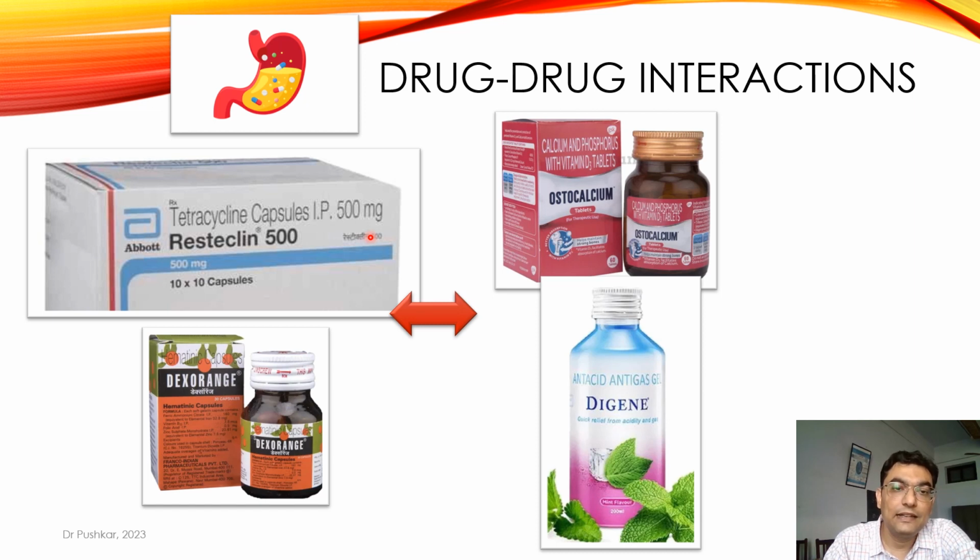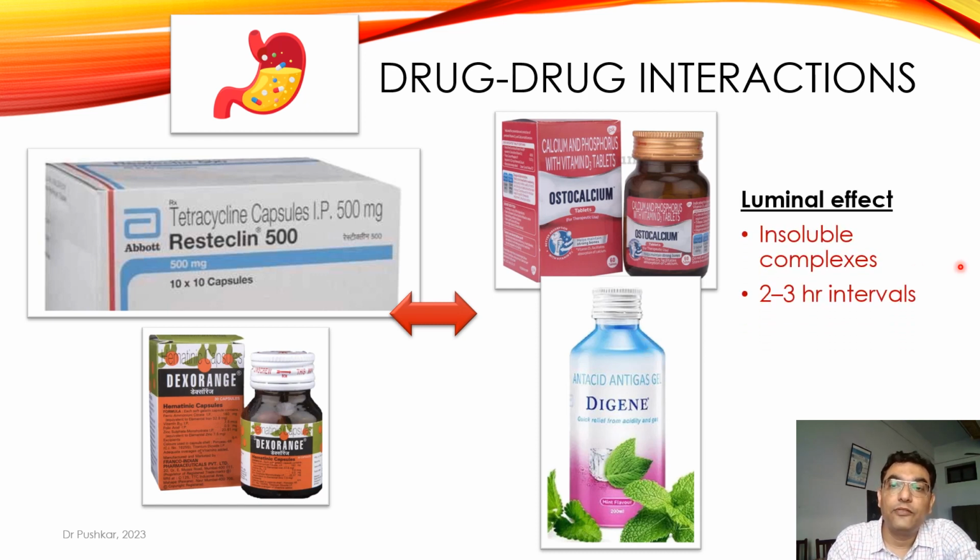So tetracycline as well as iron, with calcium and antacids, form insoluble complexes, and these insoluble complexes are poorly absorbed. So they should not be given with each other. This interaction is known as the luminal effect, because it is happening in the lumen. It is known as the luminal effect, and there is formation of insoluble complexes. So they should not be given with each other; there should be an interval of 2 to 3 hours between them.